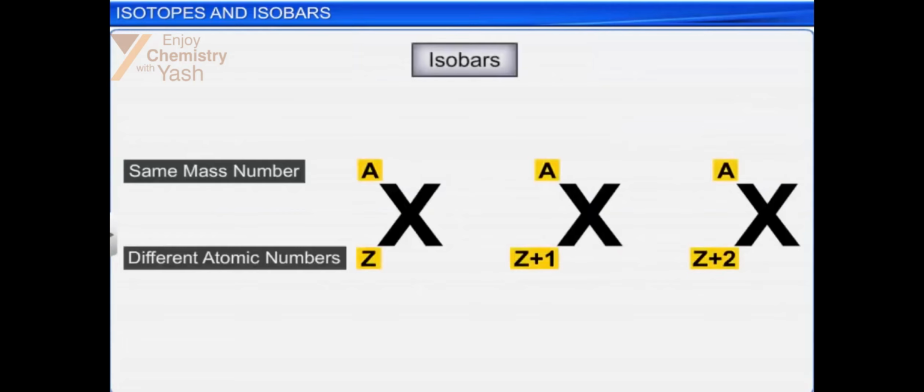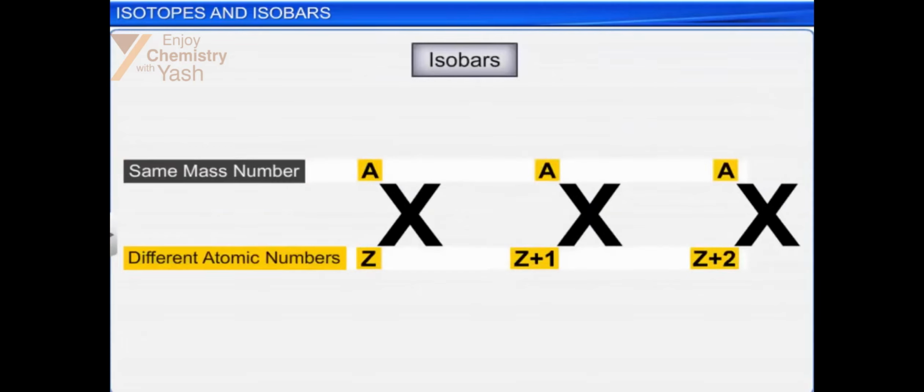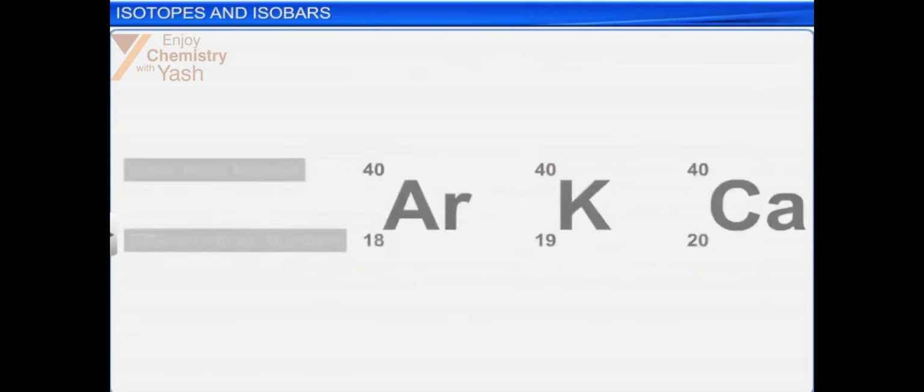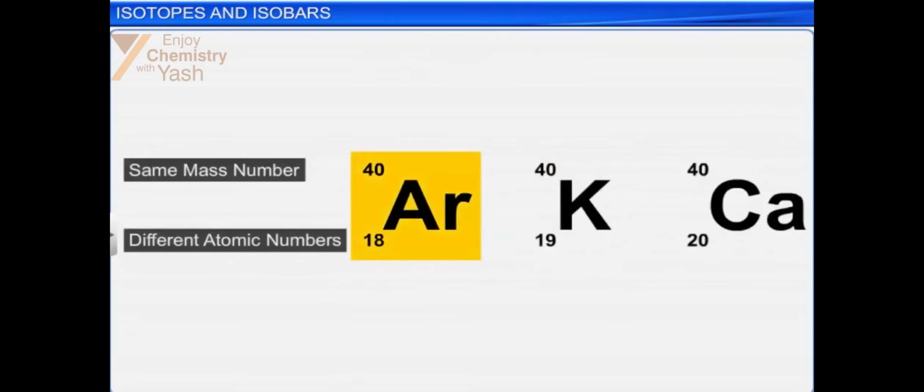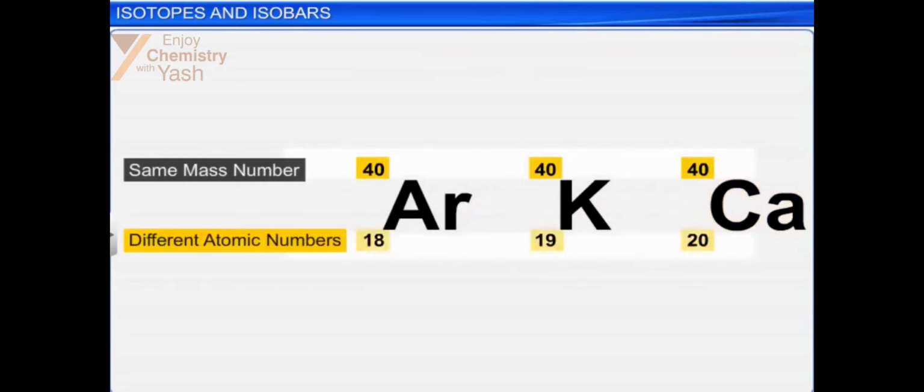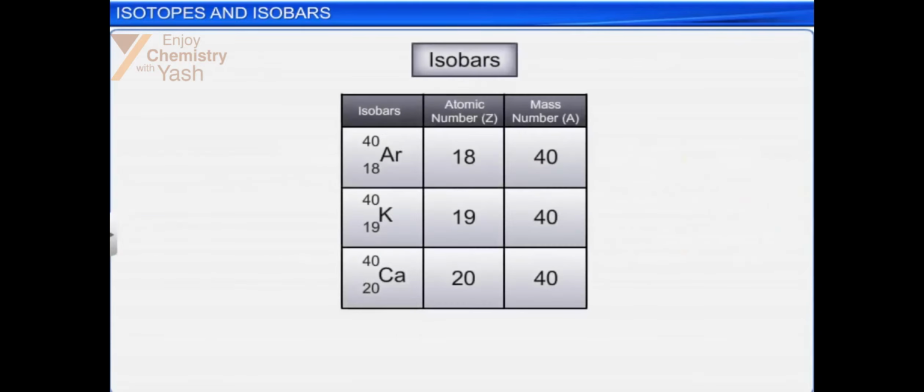Some atoms of different elements are found to have the same mass number but different atomic numbers. For example, 18Ar40, 19K40, and 20Ca40 have the same mass numbers but different atomic numbers. Such atoms of different elements having different atomic numbers but the same mass numbers are called isobars. Isobars have different chemical properties because they have different atomic numbers.